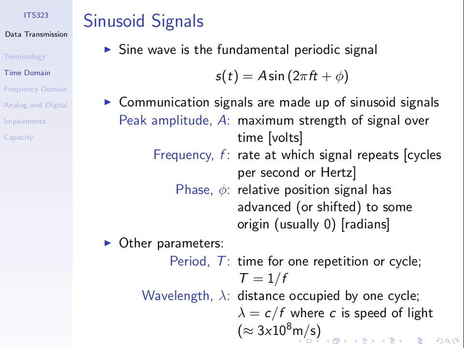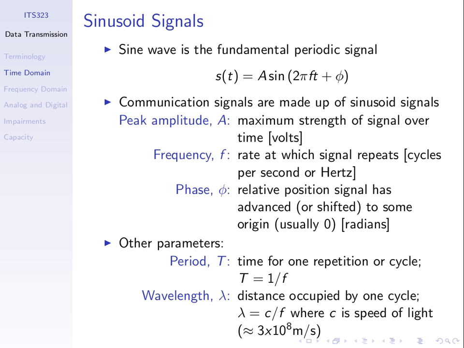And a general function to represent some sinusoid signal is shown here. S of t, the signal as a function of time, is equal to the amplitude, or the peak amplitude, A, multiplied by sine, the sine function, 2 pi ft plus phi. Where the things that we can change there normally are the peak amplitude, A, which is a multiplier of the sine function there. 2 pi f, 2 and pi are constants here, we do not change them.